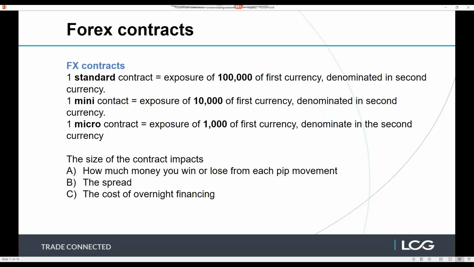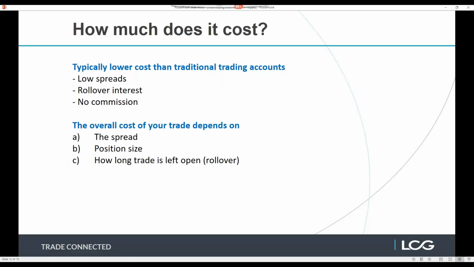And then the last thing is that there's the cost of overnight financing. I'll explain a bit more about that in a minute. So again, more of the same info here about how much it costs. There's spreads, there's rollover, which is that overnight financing, but there's never any commissions in trading Forex, which is nice. The overall cost of your trade depends on the spread, the position size, as we've been talking about, and how long you leave the trade, because that affects how many nights' worth of rollover you're going to be paying. And again, I'll show you in the platform where you can see what that rollover cost is.